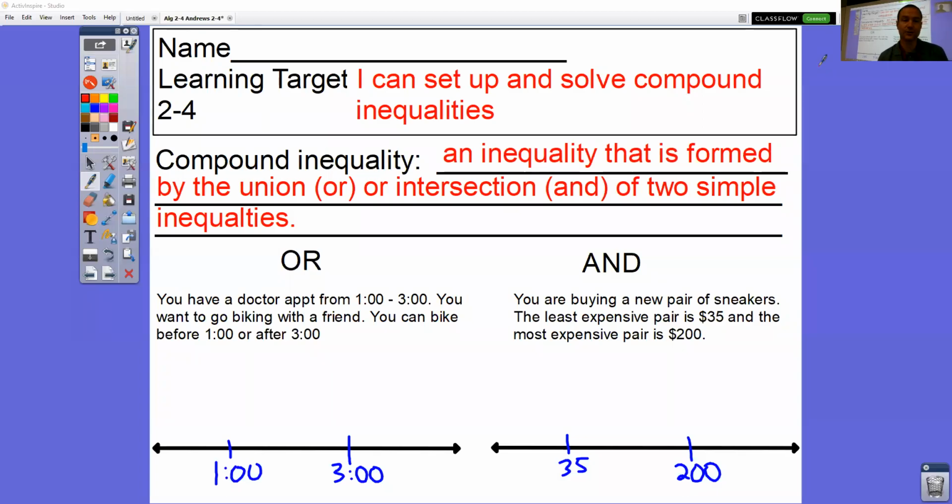This is a lesson for 2-4, day 1. What we're doing today is setting up compound inequalities and graphing them on the number line.